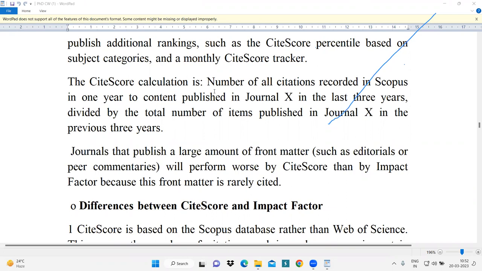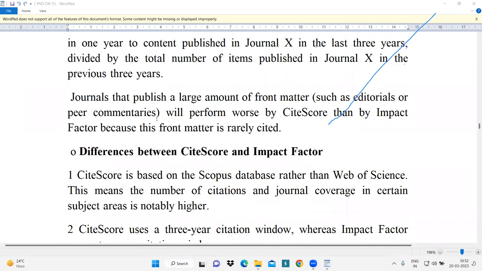We had done the impact factor calculation of a journal. Now, the cite score calculation: how to do this? It is the number of all citations recorded in Scopus in 1 year to content published in Journal X in the last 3 years, divided by the total number of items published in Journal X in the previous 3 years. So journals that publish a large amount of matter will perform worse by the cite score, because the ratio has been reversed.